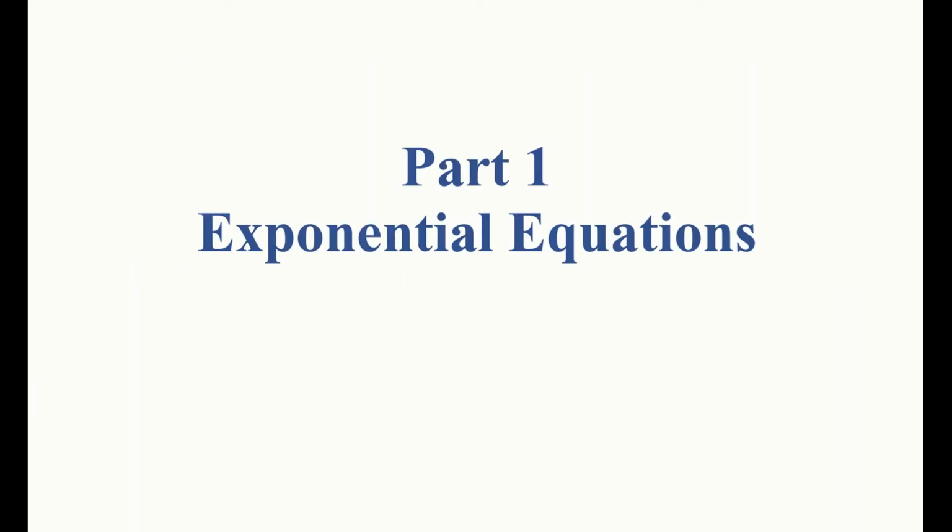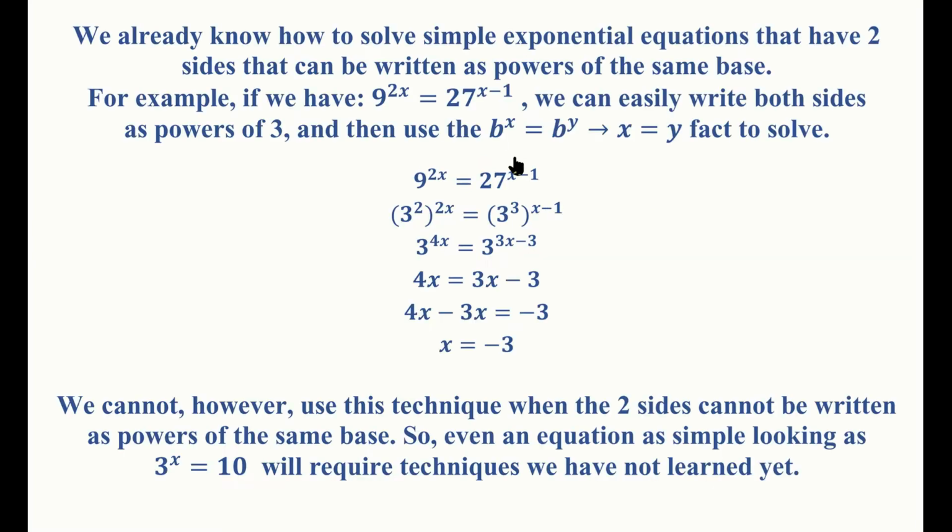So we'll start by looking at some exponential equations. We already know how to solve exponential equations of this type, where the two sides can be written as powers of the same base. So for example, here we know that we can use base 3. We can write 9 as 3 squared. We can write the 27 as 3 cubed. Then we apply the power rule on both sides.